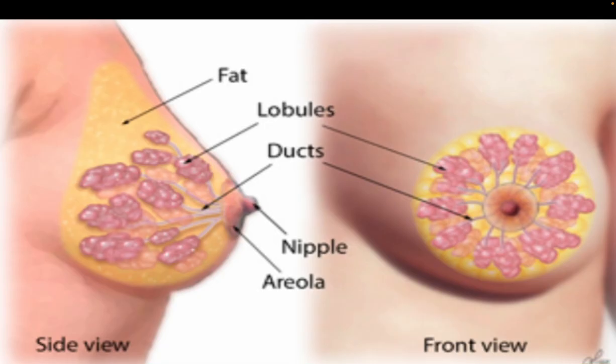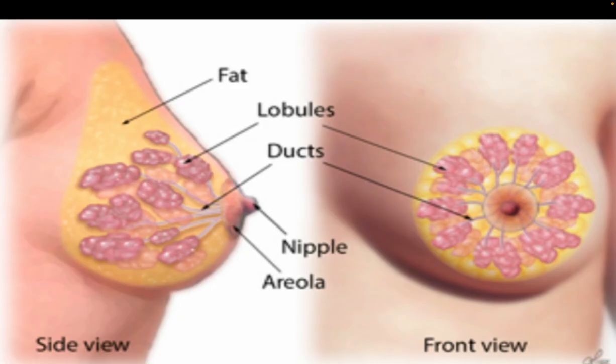First is fat tissue. Adipose tissue makes up a significant portion of the breast, contributing to its size and shape. The amount of fat varies among individuals. Lobules. The breast consists of 15 to 20 lobules, which are the milk production glands. Each lobule consists of smaller units called acini. During lactation, these glands produce milk.